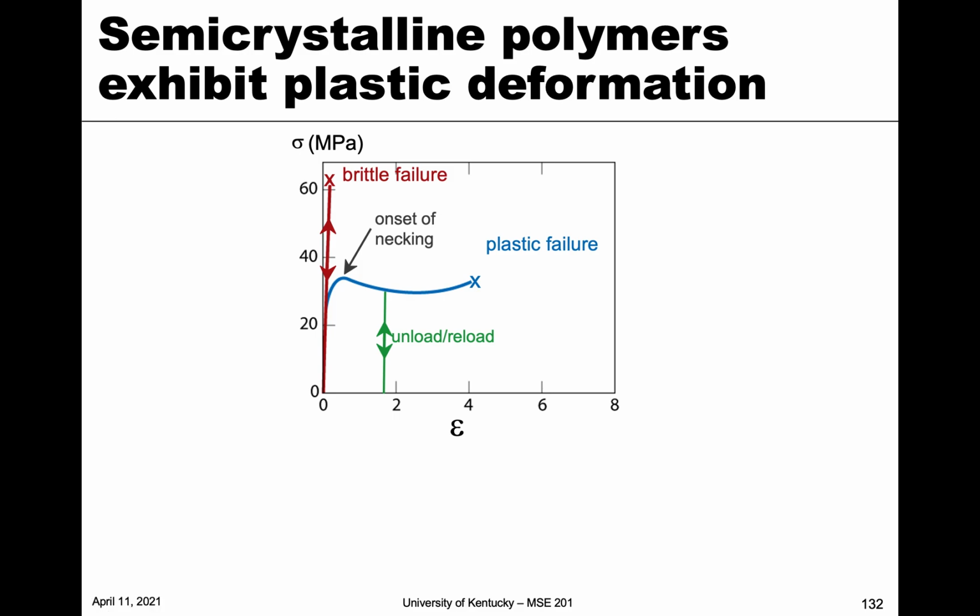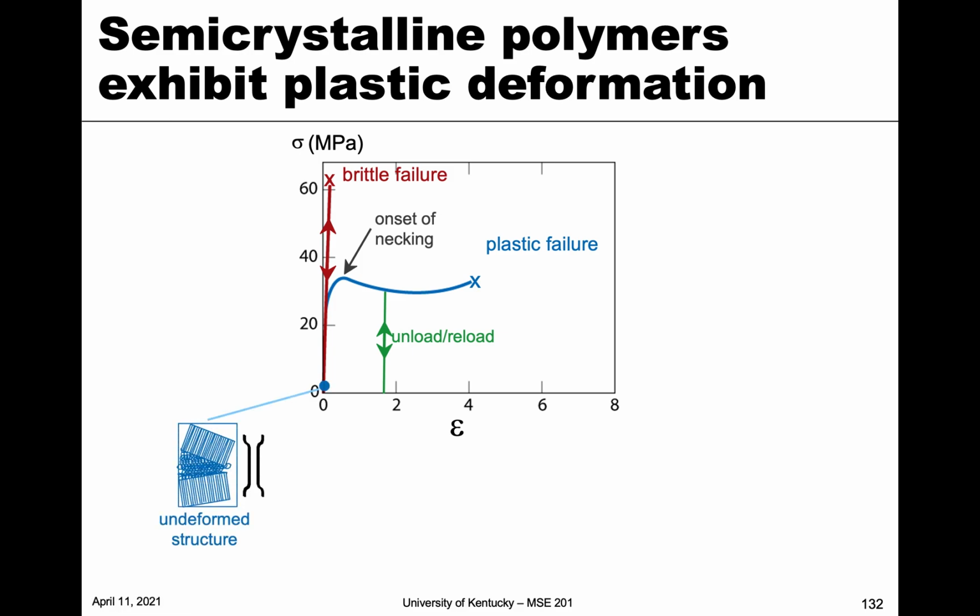So now let's look at semicrystalline polymers. And these are the ones that tend to exhibit plastic deformation. So they're the ones in blue here. And what we see there is that this area right here is the onset of necking, just like it was in metals. What's happening is a bit different, but we still have a phenomenon similar to necking. And then we have substantial plastic deformation before failure. And we can do the reload, unload, reload, just like we did before, which can change the strength if there is that strain hardening effect.